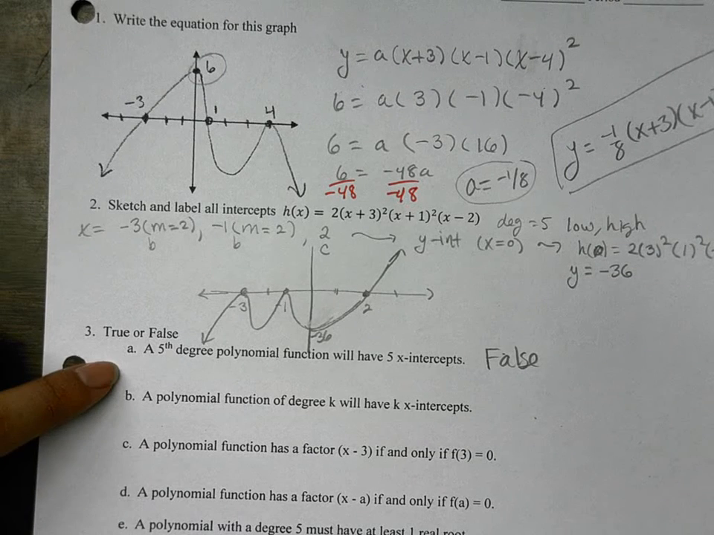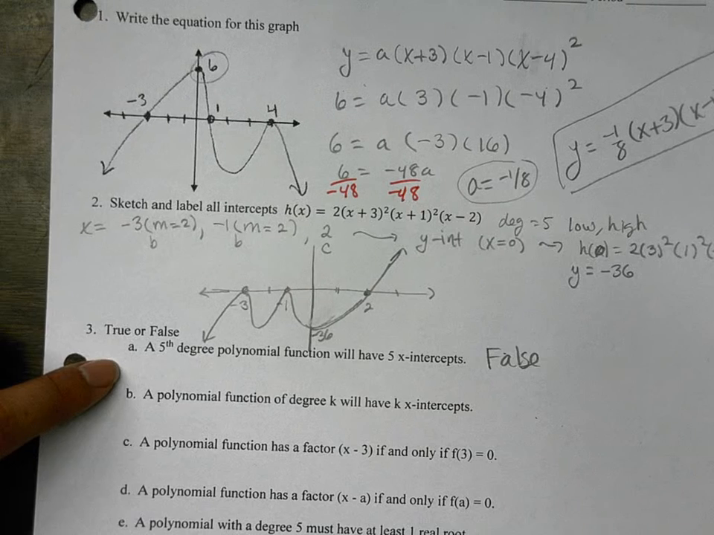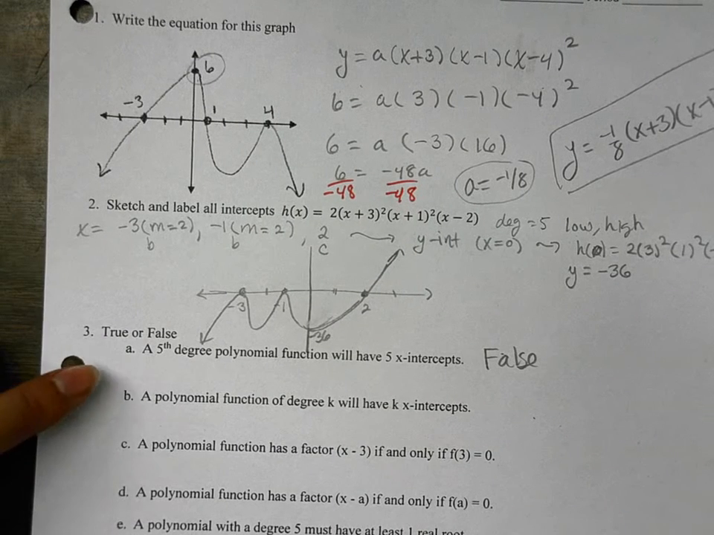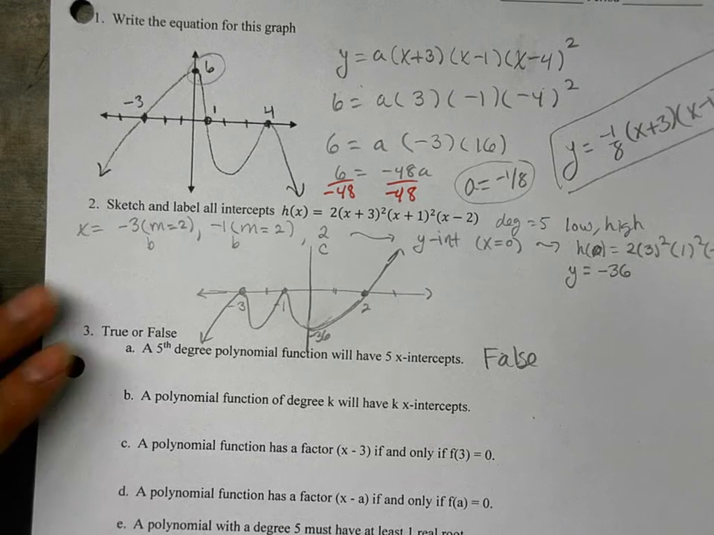So, just because it's the fifth degree, will I have 5 x-intercepts? No, I'll have 5 roots with multiplicities counted, but not all of them may be intercepts because of the bounce and because of imaginary solutions.